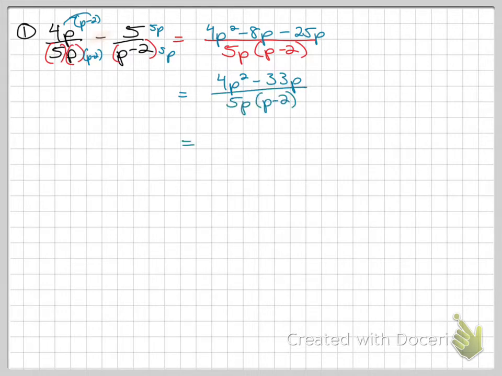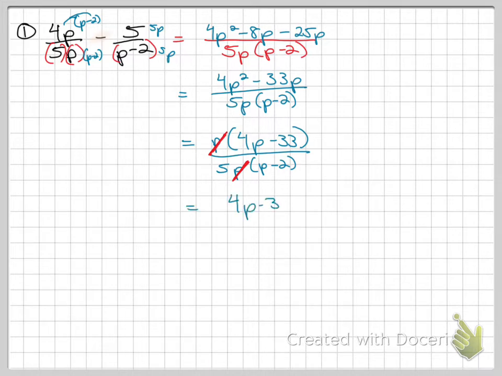And then you factor. p comes out of both of those. The bottom is already factored. And because of the way they're written, because this p is not being added or subtracted to anything, and this p is not being added or subtracted to anything, the p crosses out, and you have 4p minus 33 over 5 times p minus 2 left, and your excluded values are still 0 from the crossed off p, and 2.